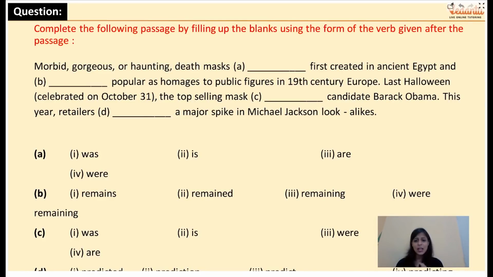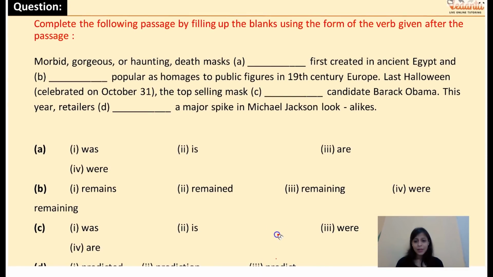So let's see what we have up next. Very easy passage. Let me see if you can come up with good examples. Okay, so the very first one is morbid, gorgeous, or haunting death mask. So you have to fill the passage with all the words that are given here. First created in ancient Egypt and dash popular as homage to public figures in 19th century Europe. Last Halloween, the top-selling mask dash candidate Barack Obama. This year, retailers dash a major spike in Michael Jackson look alike. So let me see how many of you could get these answers correct.